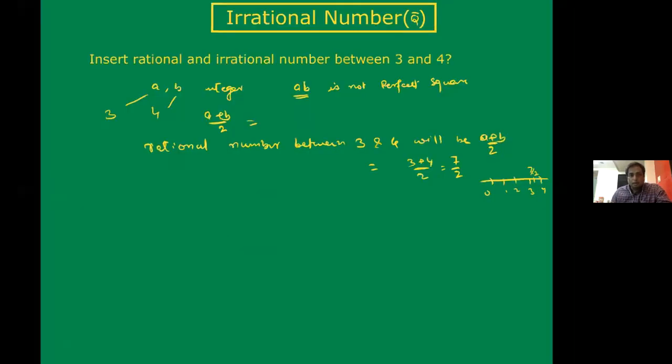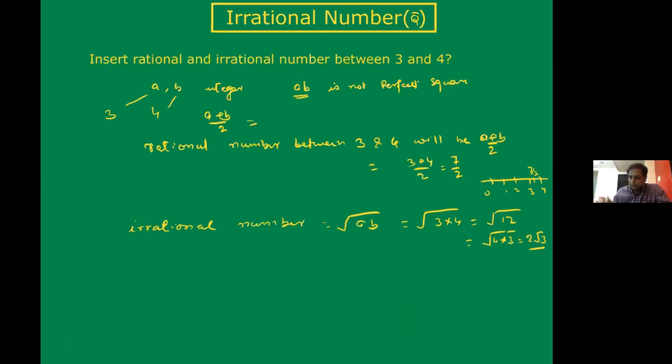Okay, so next it is asking about the irrational number between 3 and 4. So how to find the irrational number? Under the same condition, the irrational number will be root of a into b. So root of a into b is root of 3 into 4, root 12. Root 12 is nothing but root of 4 into 3, so it will be 2 root 3. So 2 root 3 is the irrational number that is between 3 and 4.